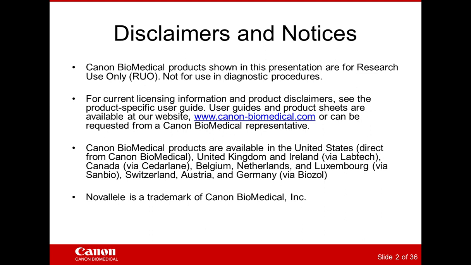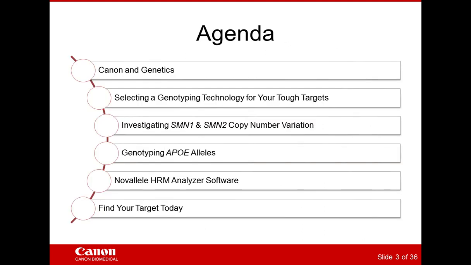So now that we got that out of the way, we can start the actual presentation. From an agenda perspective, we wanted to outline Canon and genetics, a little bit of background on Canon BioMedical, then get into selecting genotyping technologies for difficult to analyze targets. So what type of considerations go into choosing a method for these investigations? And then the next two sections will be related to applications that we support through the Novallele product line.